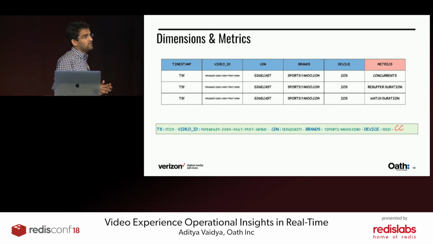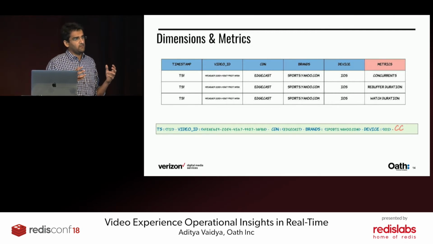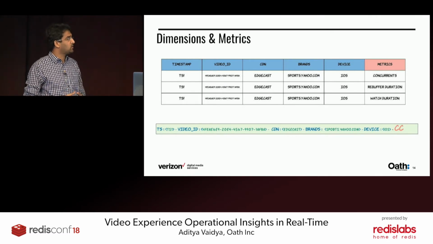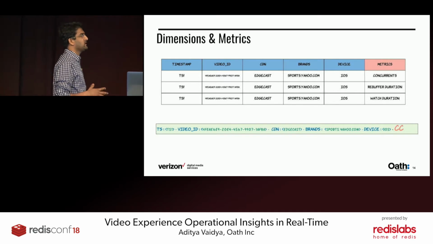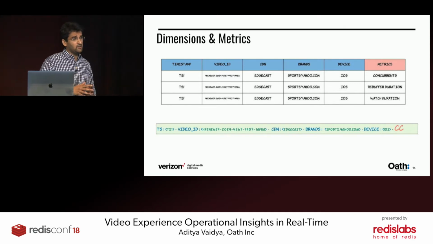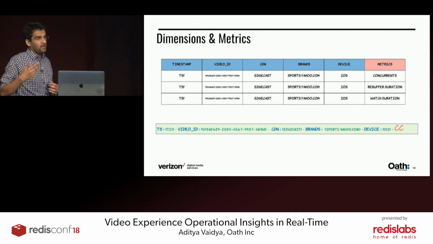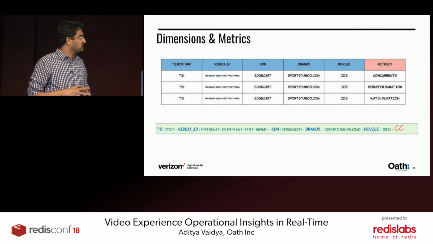In the case of brands, these are basically the places where your content will be streamed and available. Yahoo Sports is one of them, and AOL can be another example. In terms of devices, there are different devices like iOS or desktop. And finally, the most important thing, the metrics that we calculate. Concurrent is the number of unique video views that we calculate using the HyperLogLog data structure in Redis. For other metrics, say the rebuffer ratio, which I explained earlier, we collect rebuffer duration and watch duration. These are two other metrics, and they are simple increment-by commands.